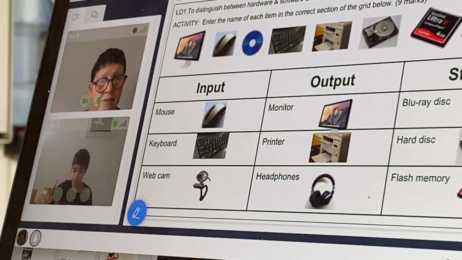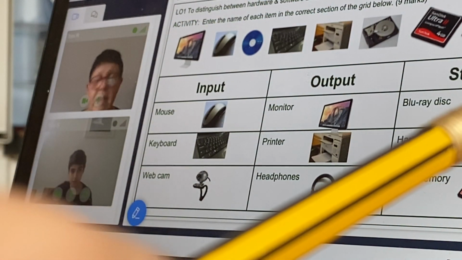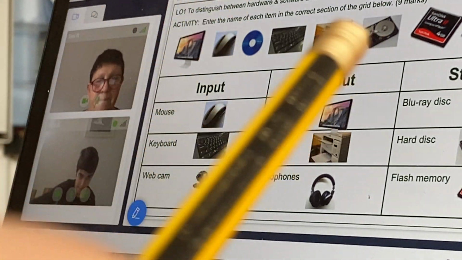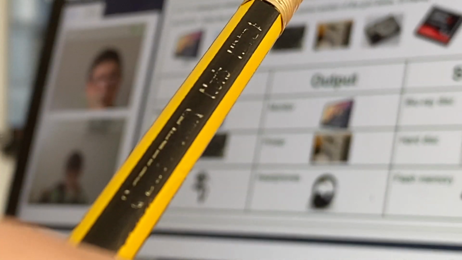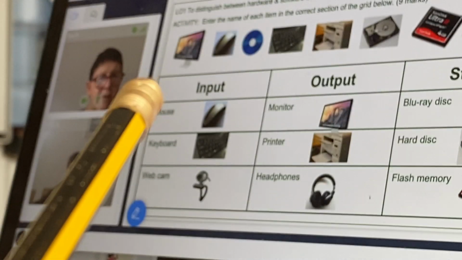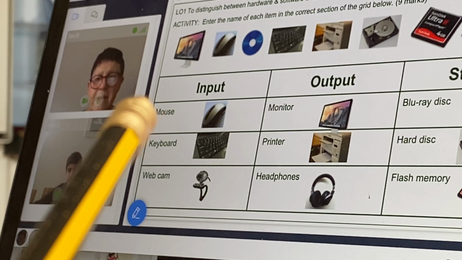You know, for the flash memory, yep. I called it a memory card. Is that okay? Yes, that's fine. I've got all of them right. Good, well done. People call these things different things. It is a memory card.